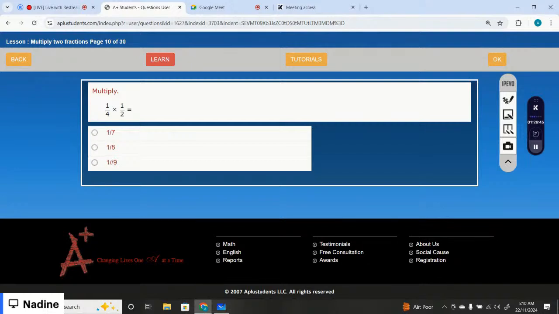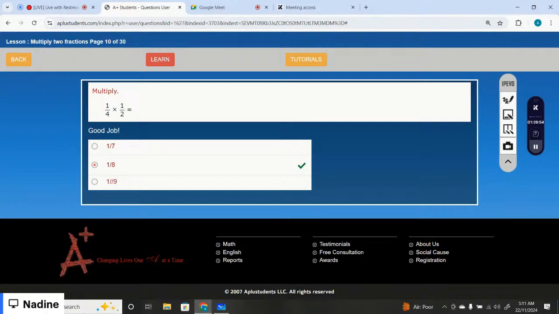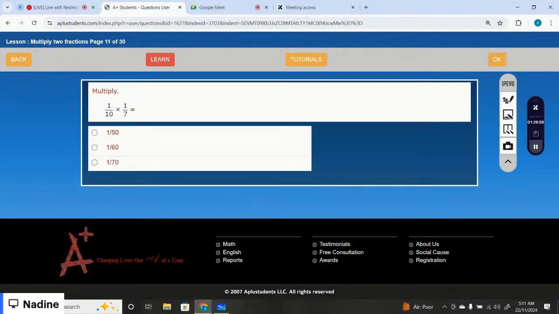1 by 4 times 1 by 2. So which is the correct option? That is 1 over 8. Option number 2 is the correct option. Okay, you can complete the lesson by yourself later today. Let me just move on to the next lesson.